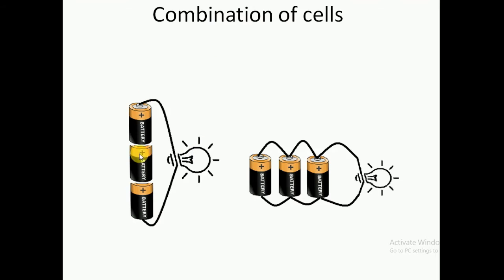Hello everyone, today in this video we are going to talk about the combinations of cells, and we are going to compare different combinations and check which one is better. So we have two kinds of combination. The first one is series and the second one is parallel. Many of the appliances need more than one cell and we have to combine them, and you might have seen this combination.